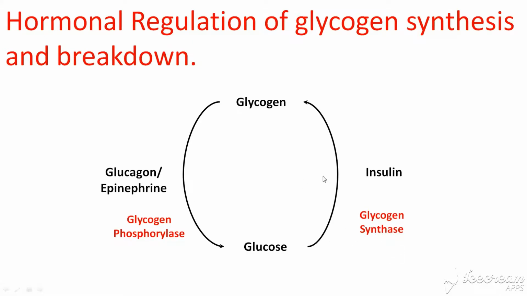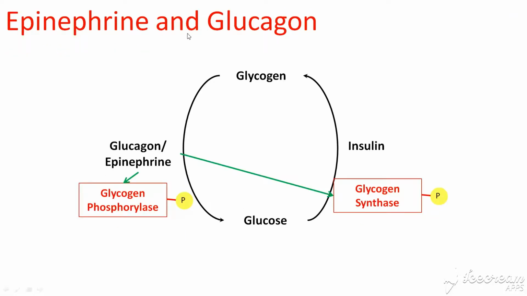So glucagon, epinephrine, and insulin affect either the process of glycogen breakdown or glycogen synthesis by affecting the activity of these 2 enzymes. And the way that they affect the activity of these 2 enzymes is either by phosphorylation or dephosphorylation, and we're going to discuss this in a bit more detail in the next few slides. So the first thing that we're going to discuss is epinephrine and glucagon. Epinephrine and glucagon are stress hormones. That means that they're going to be released in times that the body is under stress, like fasting or starvation.